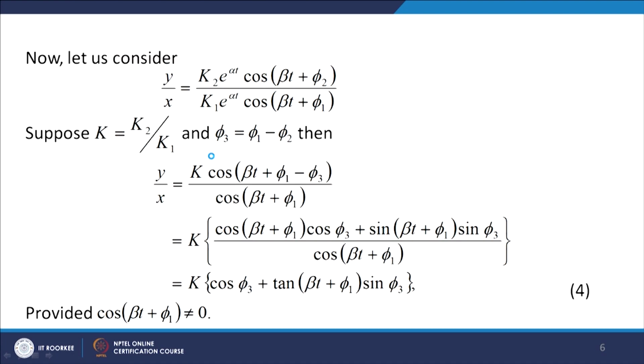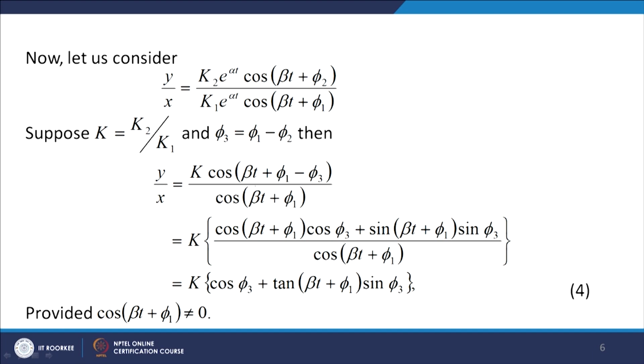Now let us consider the ratio of y and x. So let us consider y over x. y is k2 times e to power alpha t cos of beta t plus phi 2 and x is k1 times e to power alpha t cos of beta t plus phi 1. When we divide, e to power alpha t gets cancelled. If we denote k2 by k1 equal to k, then y over x will be k times cos of beta t plus phi 2. Let us take the difference of phi 1 and phi 2 to be phi 3. Then phi 2 will be equal to phi 1 minus phi 3, and we will have k cos of beta t plus phi 1 minus phi 3 over cos of beta t plus phi 1.